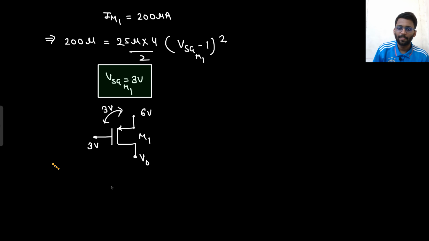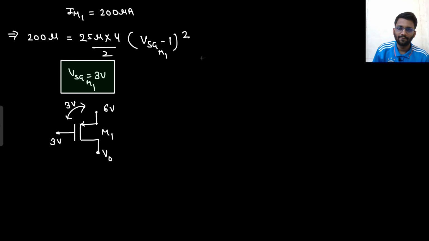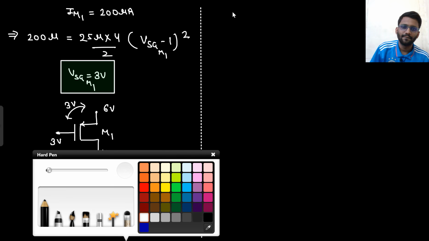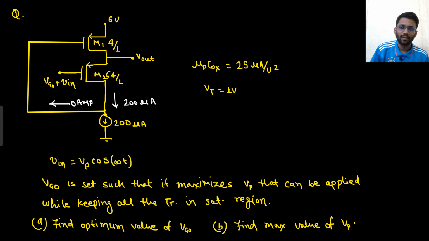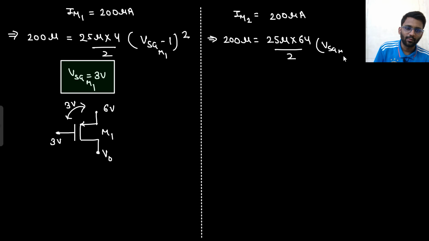Let's talk about IM2. For IM2 as well, we will talk here only. IM2 is 200 microampere. So 200 micro would be equal to mu p Cox W by L. W by L is 64 divided by 2, times VSG of M2 minus VT whole square, right? So 32, this you are getting 32.